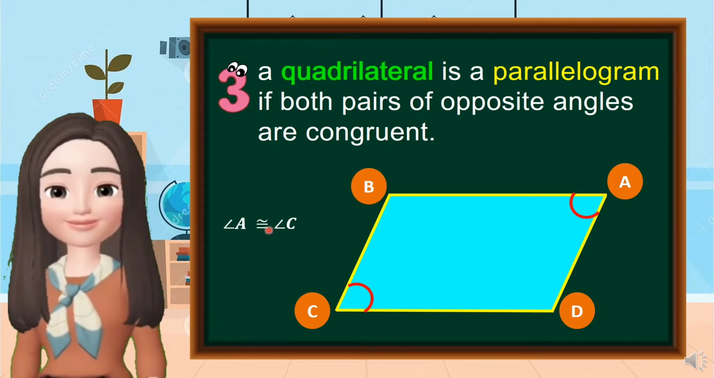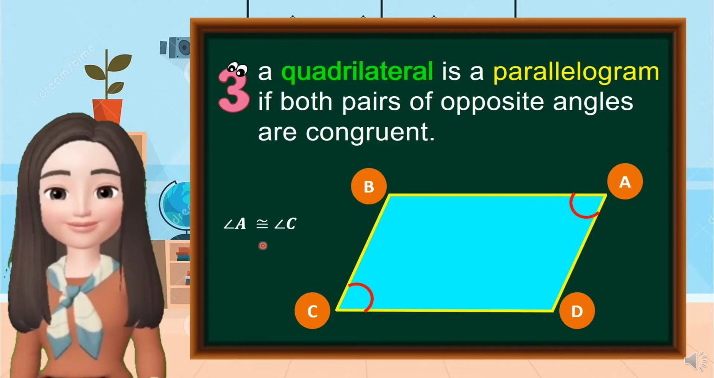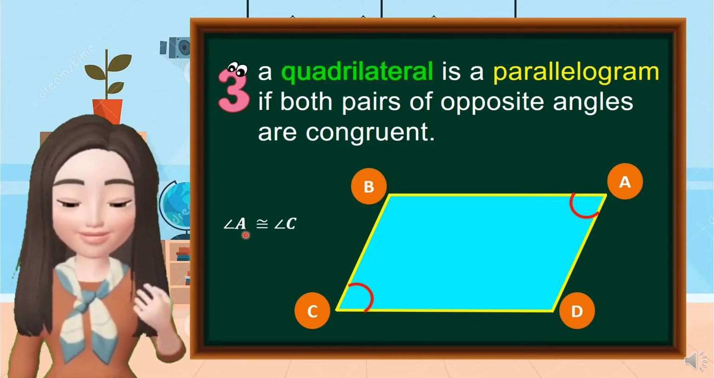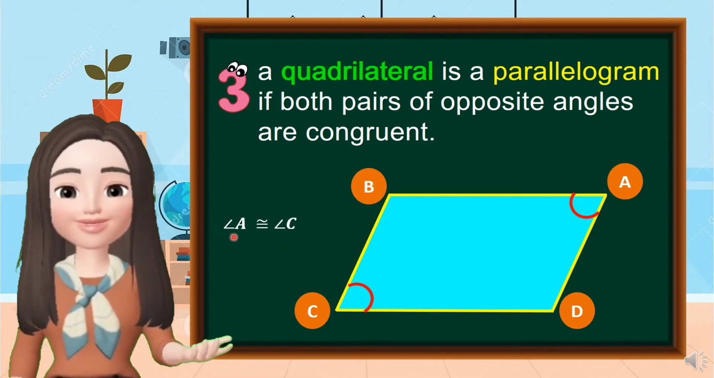Okay. So another pair of opposite angles here are, by the way, it is written as angle A is congruent with angle C. So this is how we represent it in symbol. Ito pong symbol na to refers to angle. Ito po yung symbol for congruency. And we read it as angle A is congruent with angle C.